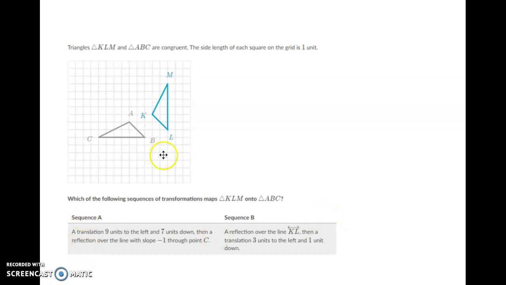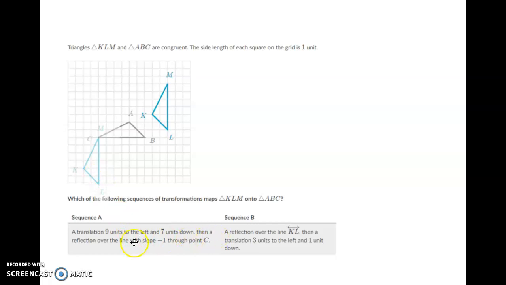Okay, again, I've got the blue triangle, and I want to know, is it the same as this gray one if I do these instructions? All right, translate 9 units left, 7 units down. That means to slide. So I'm going to take the triangle, and I'm going to go 9 to the left, 7 down, and I'll end up right here.